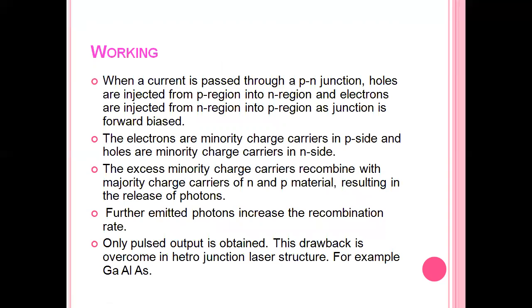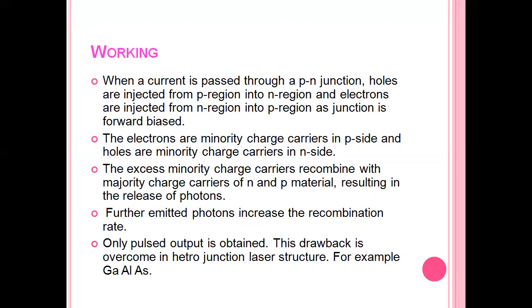So coming to the working of the homojunction semiconductor laser, it is very similar to the heterojunction one also. When a current is passed through the p-n junction, what happens? Holes will be injected from p region to n region, because those are the majority carriers in p-type. Similarly, electrons are injected from n-type to p-type because they are the majority carriers in n-type. So when they are injected from one region to another region, they will become minority carriers in the other region.